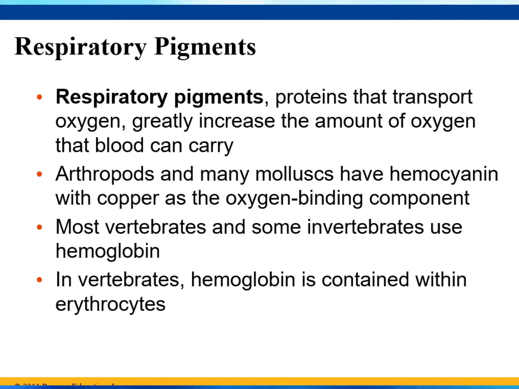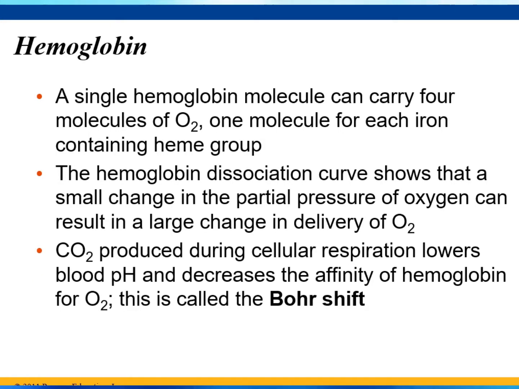Respiratory pigments are proteins that transport oxygen and greatly increase the amount of oxygen that blood can carry. Another way of saying that is it is a molecule that increases how much oxygen the blood can carry. One of the key molecules that does this is hemoglobin. Hemoglobin is a red protein that is responsible for transporting oxygen in the blood of vertebrates. It can carry 4 molecules of oxygen, 1 molecule for each iron-containing heme group. If you don't know what a heme group is, you're about to find out.